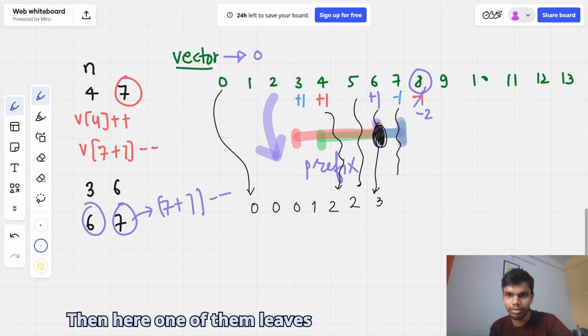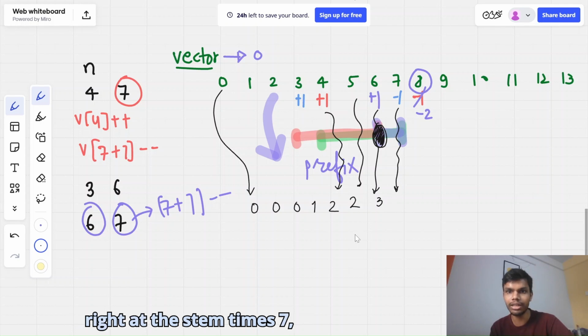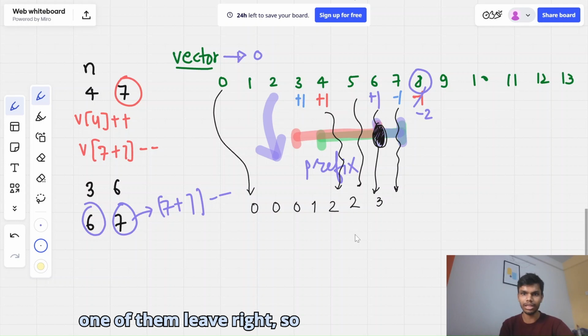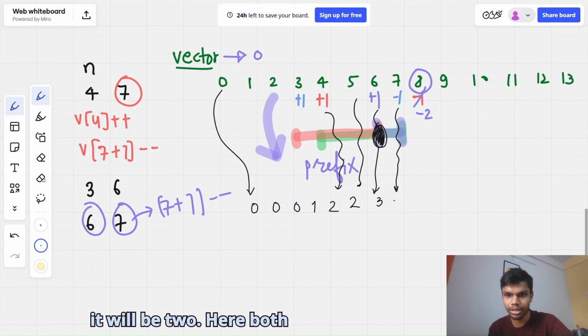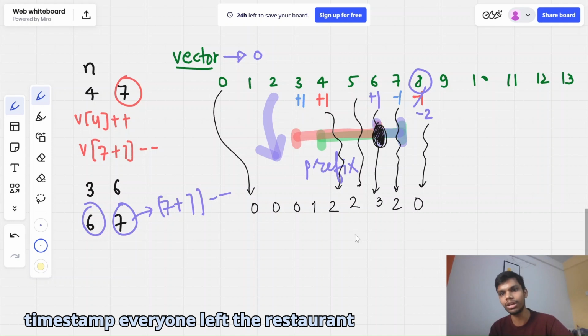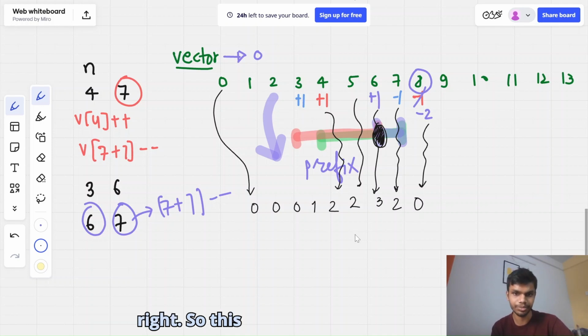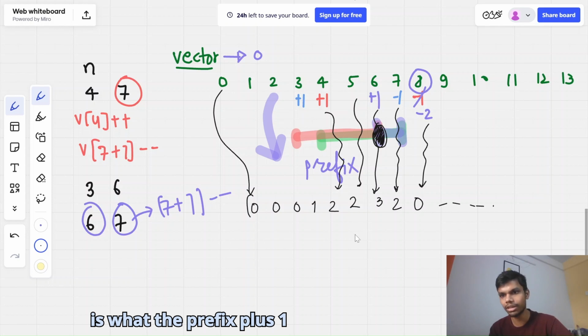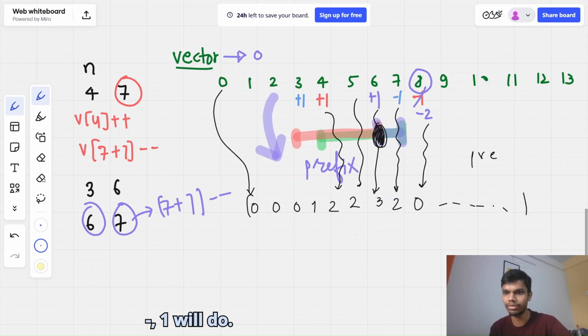Then here one of them leaves, right? At timestamp 7, one of them leaves, so it will be 2. Here both of them leave, see? So it will be 0, right? At that timestamp everyone left the restaurant, right? So this is what the prefix +1 -1 will do.